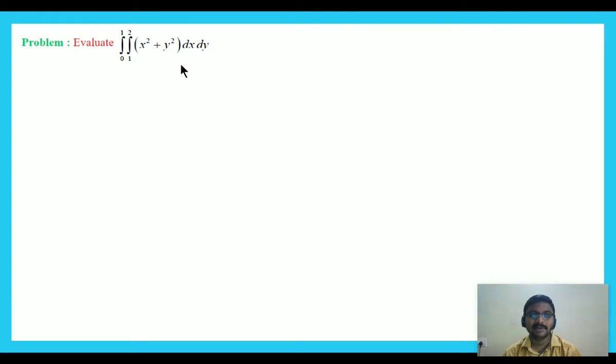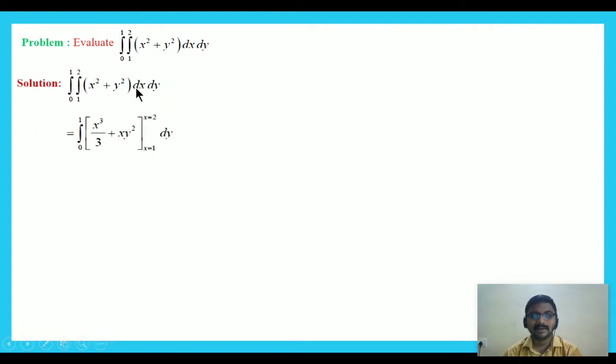We will get the same result if we change the order. But here we have to apply the integration first with respect to x and then y, because all the limits are constants. The limits 1 to 2 are related to the inner integral with respect to x. The limits 0 to 1 are for the outer integral with respect to y. Solution: given the integral, we have to apply integration first with respect to x and then y.